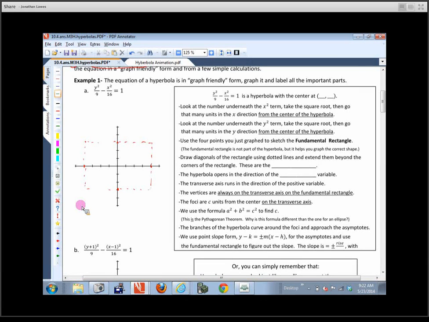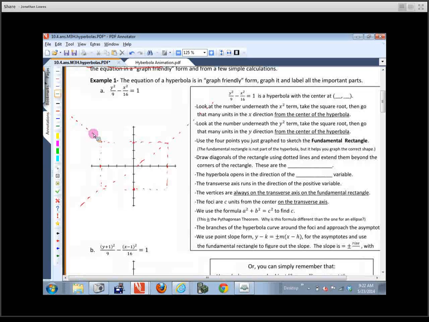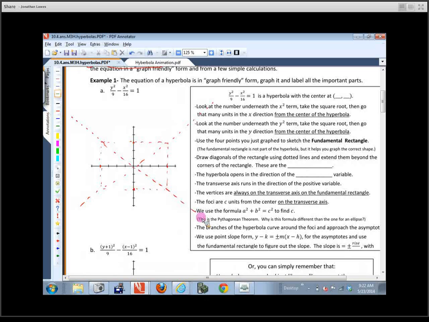Now, unlike an ellipse, it doesn't stay inside the box. It doesn't open inside the box. It opens outside the box. So here's what we do next. We're going to draw the diagonals of that box. So take the fundamental rectangle, and we're going to draw the diagonals. So make them line up as best you can. Make them as straight as possible. And then we've got some decisions to make.